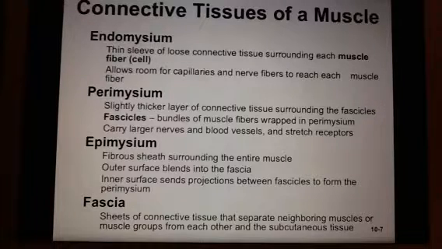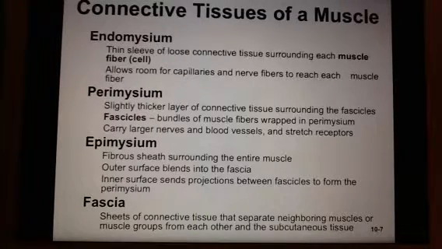And then perimysium is a thicker layer surrounding the fascicle. A fascicle is a bundle of muscle fibers that are wrapped together in perimysium. In that perimysium can also be some larger nerves and blood vessels. And then larger than that is the epimysium, and that is the connective tissue, the fibrous sheath around the entire muscle.